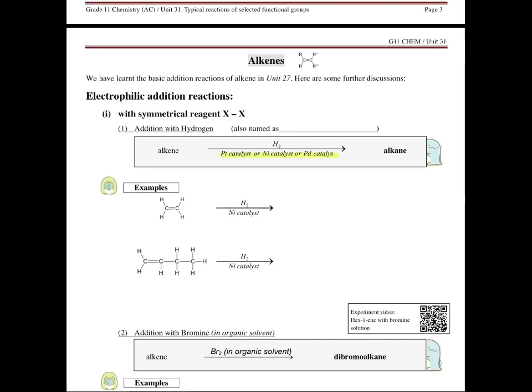And then after the reaction, the hydrogen would add to the two sides of the double bond and form the alkane. So for the first example, we're going to add hydrogen onto both sides of the double bond. Then it will form the alkane. Since we are adding hydrogen, this process can also be referred to as a hydrogenation reaction.